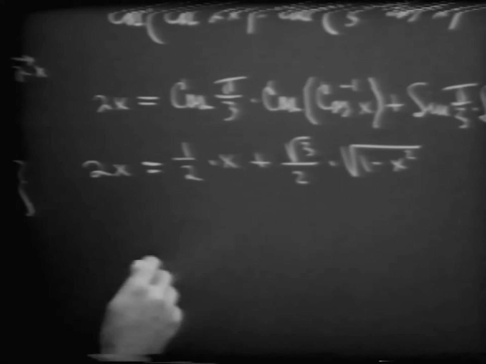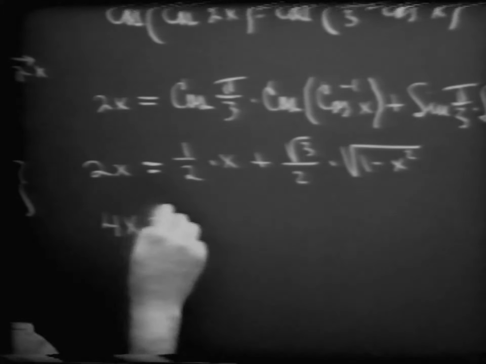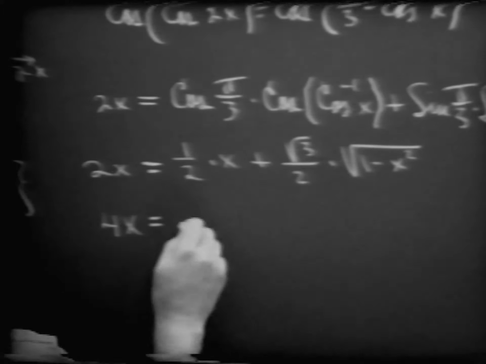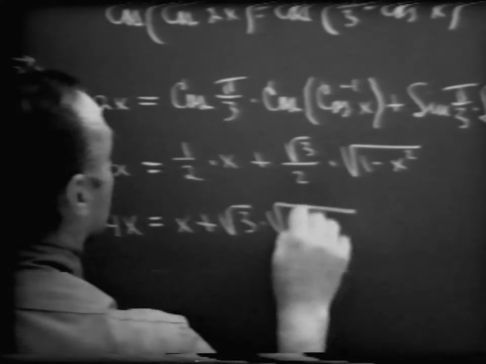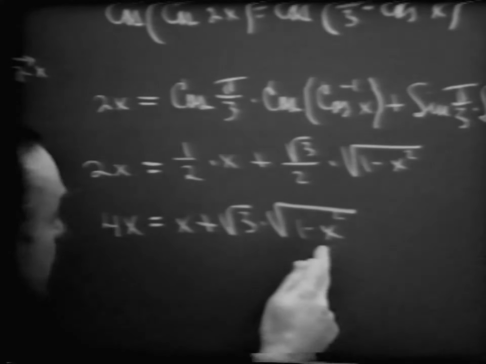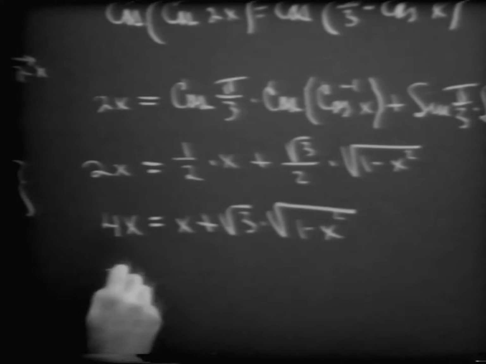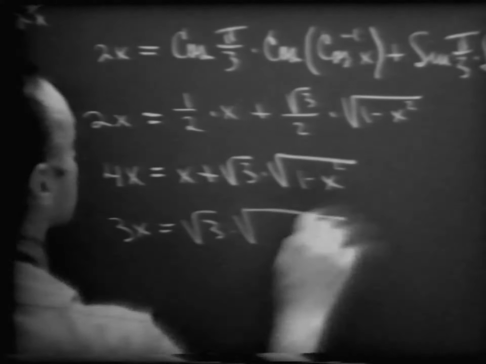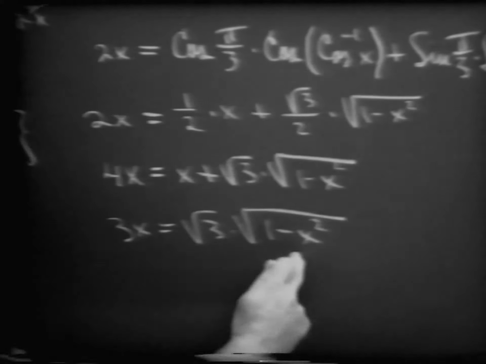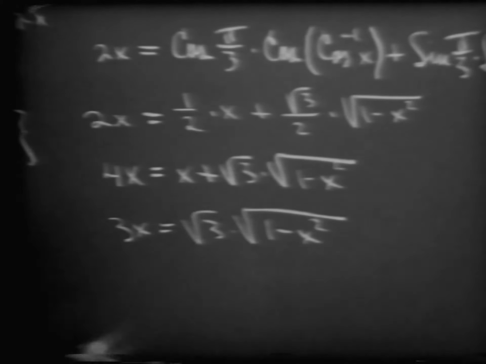Well, let's multiply both sides by 2. We have 4x then is equal to x plus the square root of 3 times the square root of 1 minus x squared. And you can subtract x from both sides. 3x then is the square root of 3 times the square root of 1 minus x squared. What now do you think you'd like to do to both sides?